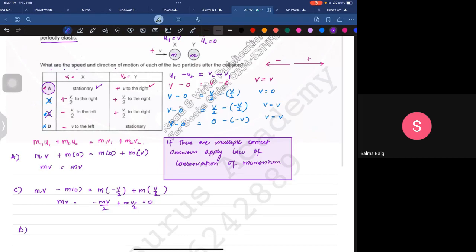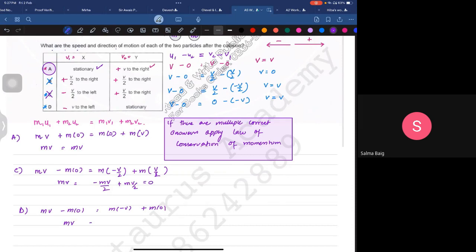Similarly, if you check D, it would give you something like this as well. MV minus M times 0 equals M times minus V, and that's plus M times 0. If you check, the answer comes as MV equals minus MV. Again, it should be conserved. It's not. So that means D is also incorrect.